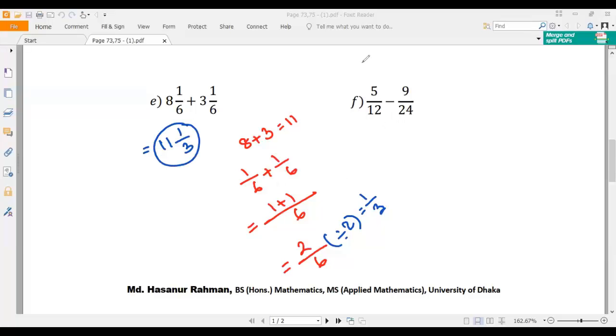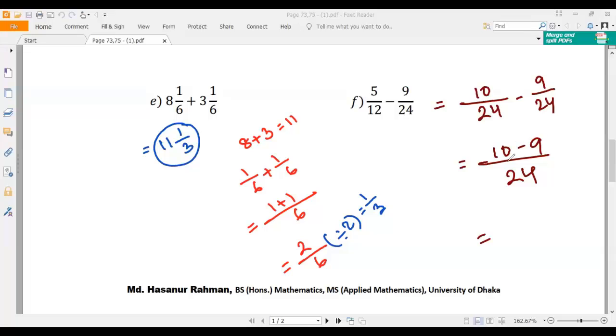And number F, our last problem. Number F says 5 by 12 minus 9 by 24. These fractions are not like fractions. So we have to convert them into like fractions. How? We have to multiply the first fraction by 2. Then it will be 5 twos are 10, 12 twos are 24, minus 9 by 24. Now, look, both fractions are like fractions. So we have to just subtract the numerators. 10 minus 9, that will be 1. 1 by 24 will be the final answer of this problem. So in this way, we can easily solve this worksheet.